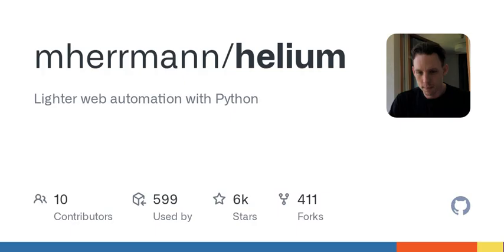Here's an interesting nugget. Helium is built on top of Selenium, essentially acting as a friendly wrapper. This means you still have access to all the robust capabilities of Selenium, but with a much simpler API. For instance, instead of writing complicated commands for waiting for elements on a page, Helium lets you do it with something as straightforward as wait until button download.exists. How cool is that?